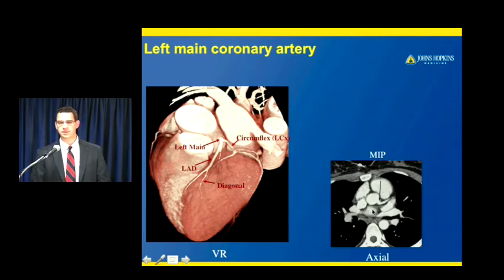On the right side of the image, we see another example of a left main. This is a longer left main. So we talked about how they can be quite variable in length. This is a short one. This is a long one. Totally normal, just another example of the normal variation in coronary anatomy.